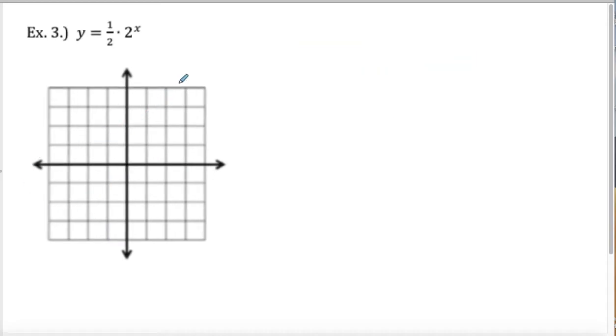Example number 3. I look at this and I see that my parent is the exponential equation. I know it's the exponential because the x is in the exponent spot. And that parent starts at 1 here on 0. So then 2 to the first is 2, 2 to the second is 4, and then over here I have 2 to the negative 1 is a half, 2 to the negative 2 is a fourth. So I'm going to dash in my parent here.